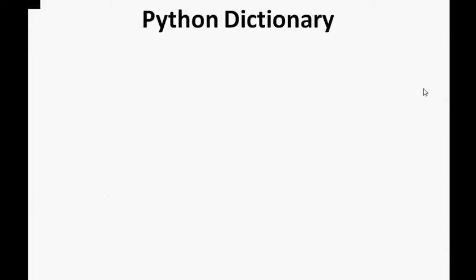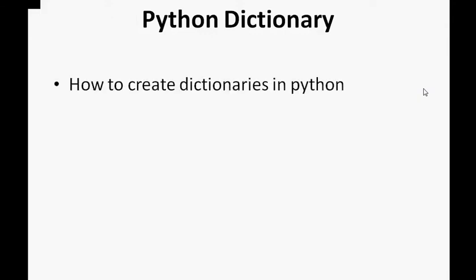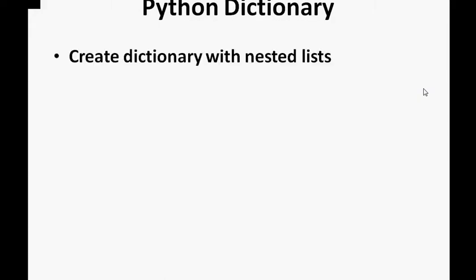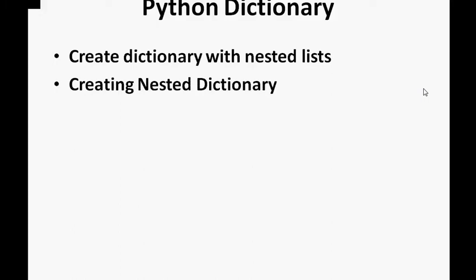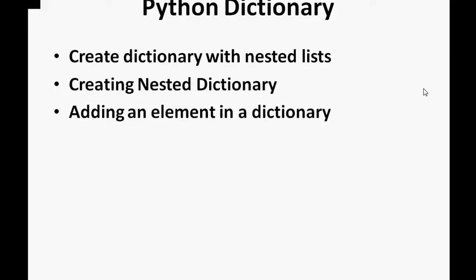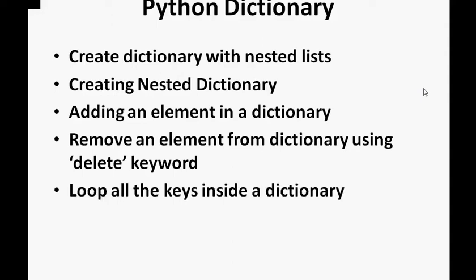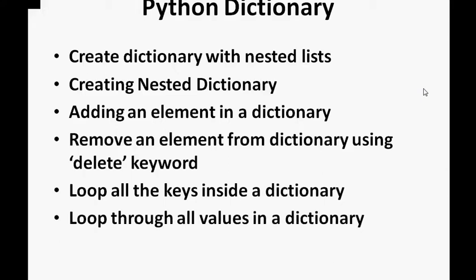In the previous part we have learned how to create dictionaries in Python, inserting items in a dictionary and updating the value corresponding to any key. In this video we will learn how to create a dictionary with nested lists, creating a nested dictionary, adding an element in a dictionary, removing an element from a dictionary using the del keyword, looping through all the keys inside a dictionary, and also looping through all the values in a dictionary.